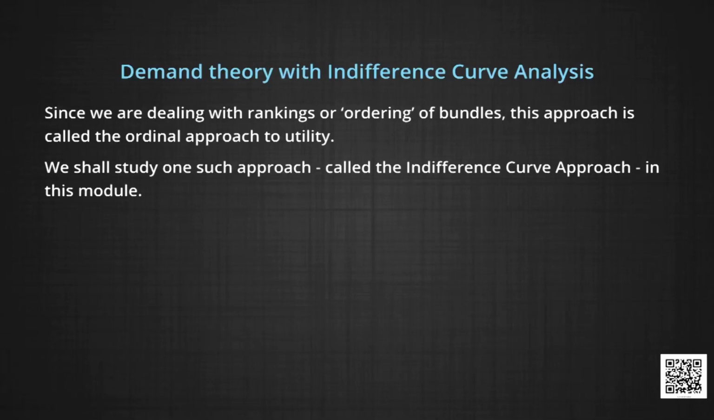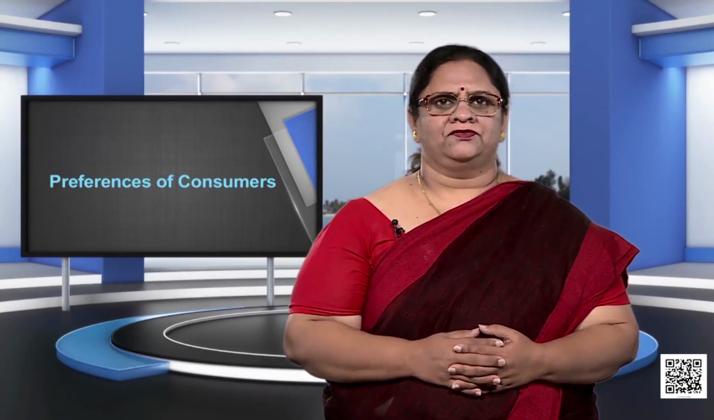In this module, we start with the description of what makes me prefer one bundle of commodities over the other. We keep the Marshallian assumption that consumers consume because commodities give them utility. What we reject is the idea that this utility can be measured. In fact, we don't need to measure utility to analyze consumers' behavior.